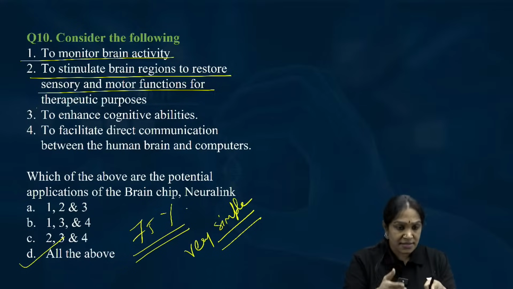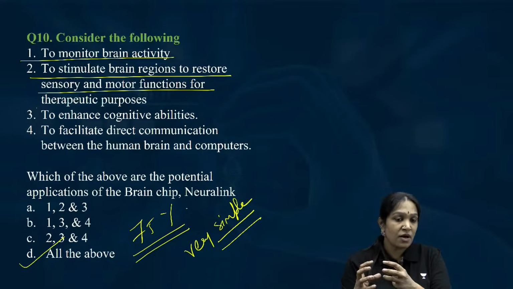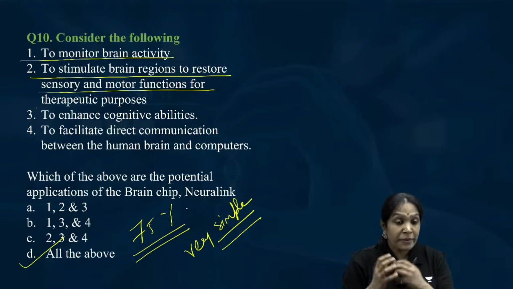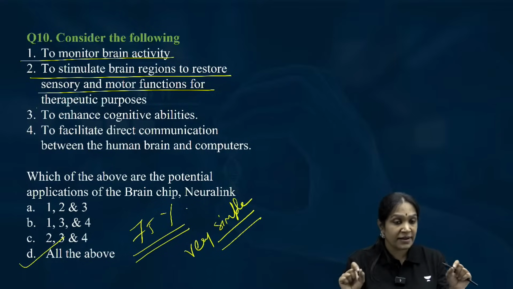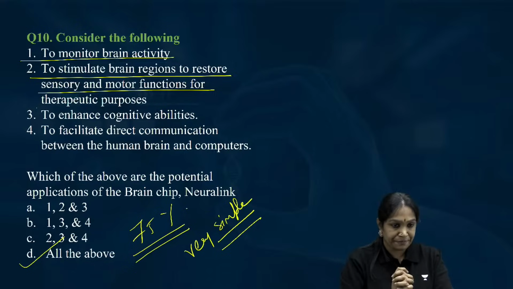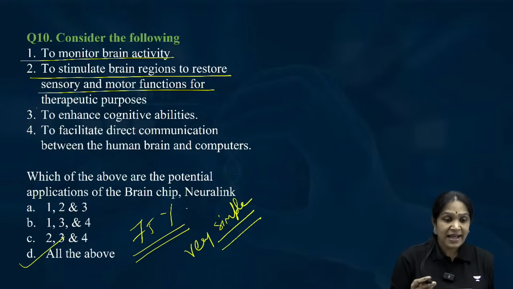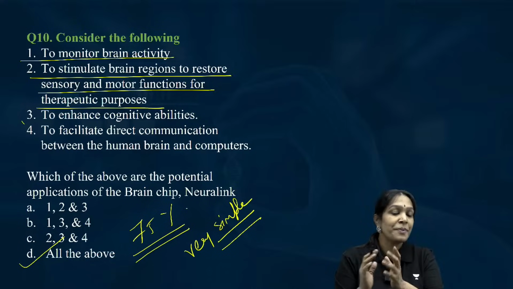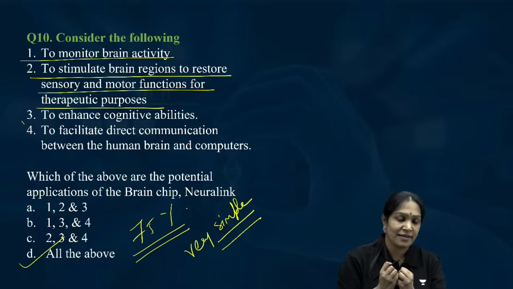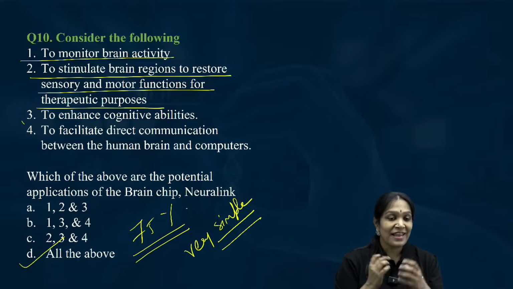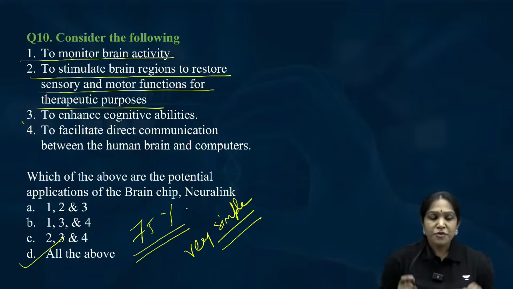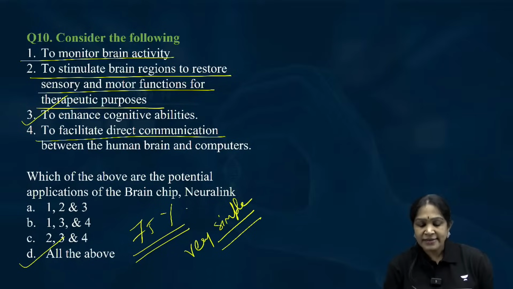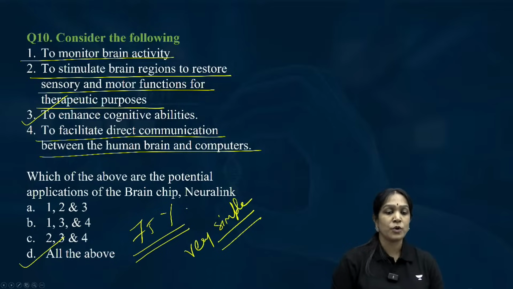For example, paralysis, Alzheimer's. Your brain cells are damaged. They are not working. You can again stimulate them using this Neuralink. To enhance cognitive abilities, for example, a person is very dull. This Neuralink can make the person intelligent, quickly learning, quickly understanding, cleverly thinking, and finally, to facilitate direct communication between the human brain and computers.